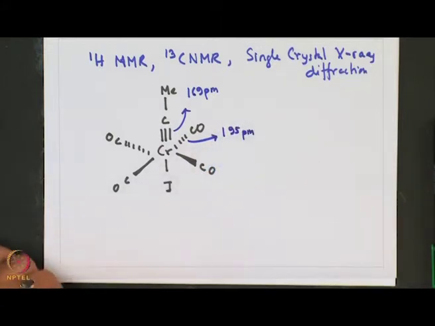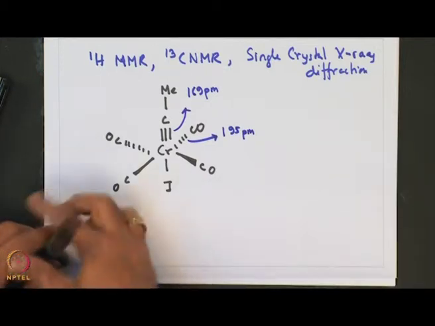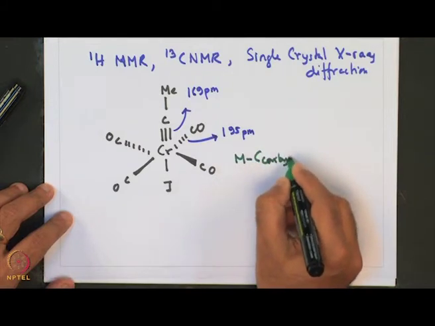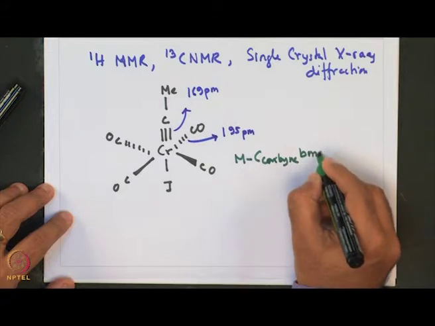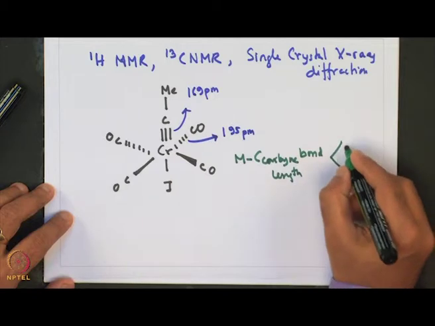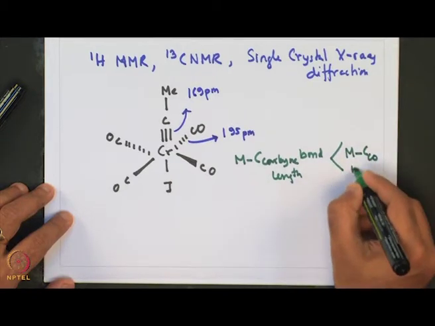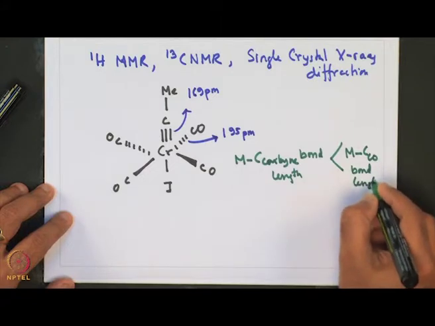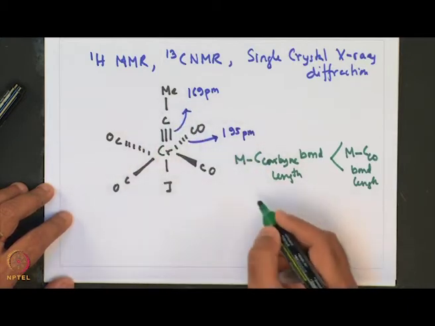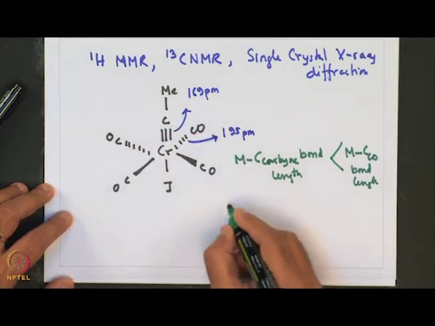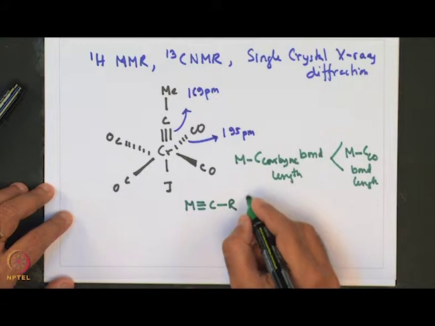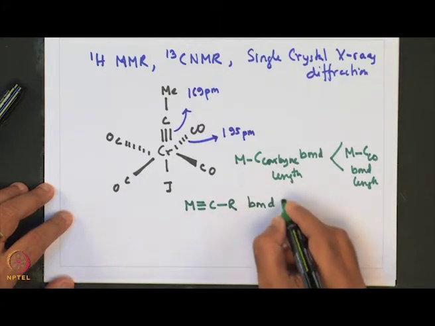So, what is striking over here is that the metal carbyne carbon bond length is shorter than the metal carbon CO bond length. The other, which is the fallout of sp hybridization of the carbon, is that the metal Cr bond is nearly linear.